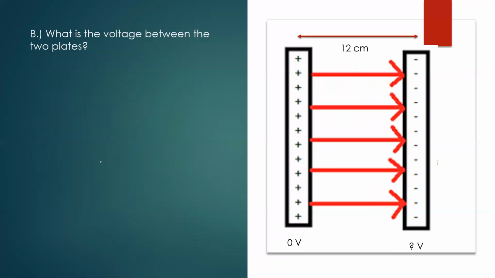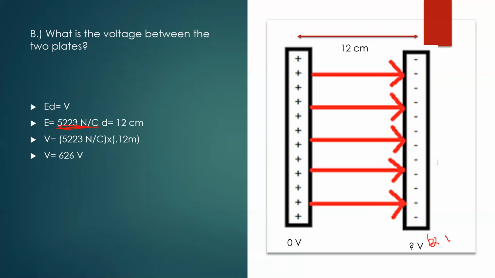Part B is, what is the voltage between the two plates? We're going to rearrange the equation from last time. As I said before, the electric field strength doesn't change. The distance does, so the distance changes the volts. I'm going to plug and chug again, and the answer we should get is 626 volts. You can see here, sorry for the bad writing, that the potential difference is what created this electric field.